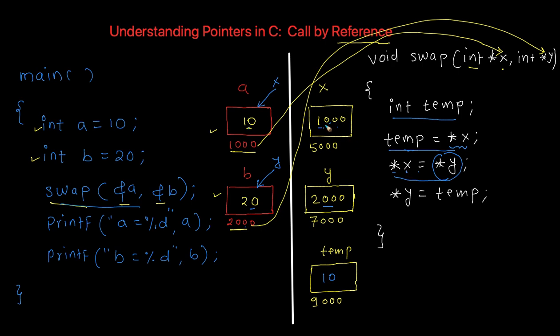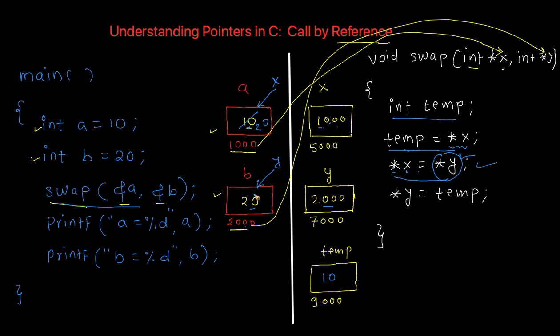Address in x is 1000. So value at address 1000 will be this 20, so 20 will be assigned here. Now you see we are accessing the original variables. We are changing the original variables by using these pointers, right? By using these pointers, we have kind of handles from this function to the variables of this main function. Okay, so this is what will happen with this.